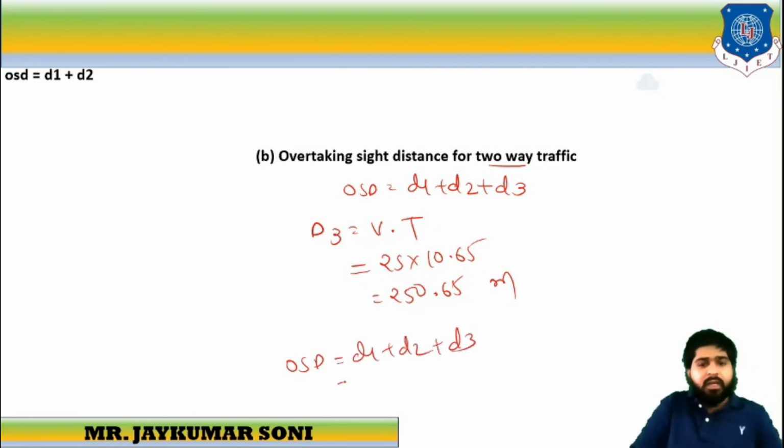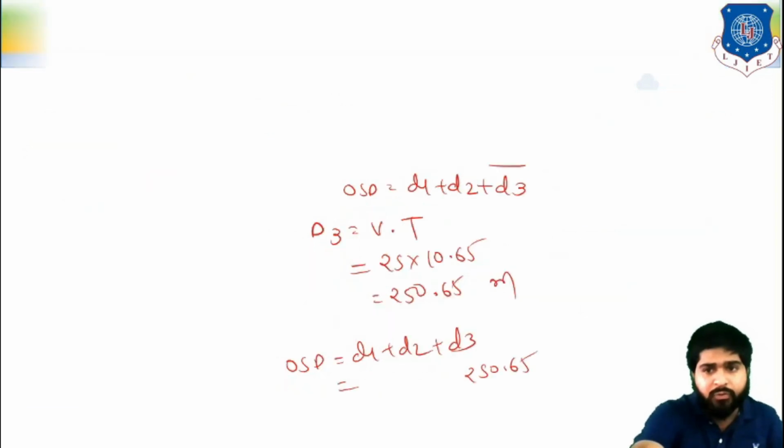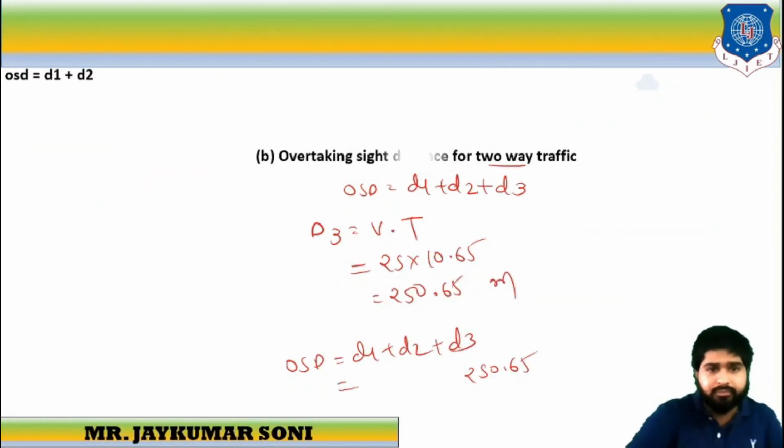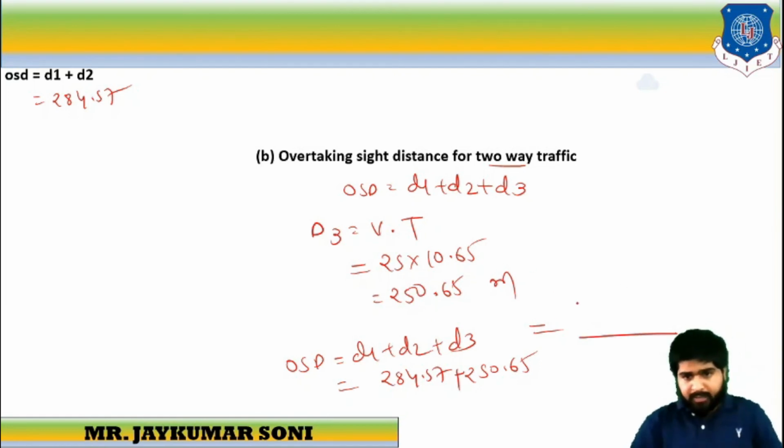Now what we need to do is add all these values together, D1 plus D2 plus D3. We have the value of D3 as 250.65. We have the value of D1 plus D2 as 284.57. If we add all these values, what is the final answer that we get for the two-way traffic? That is 550.82 meters.